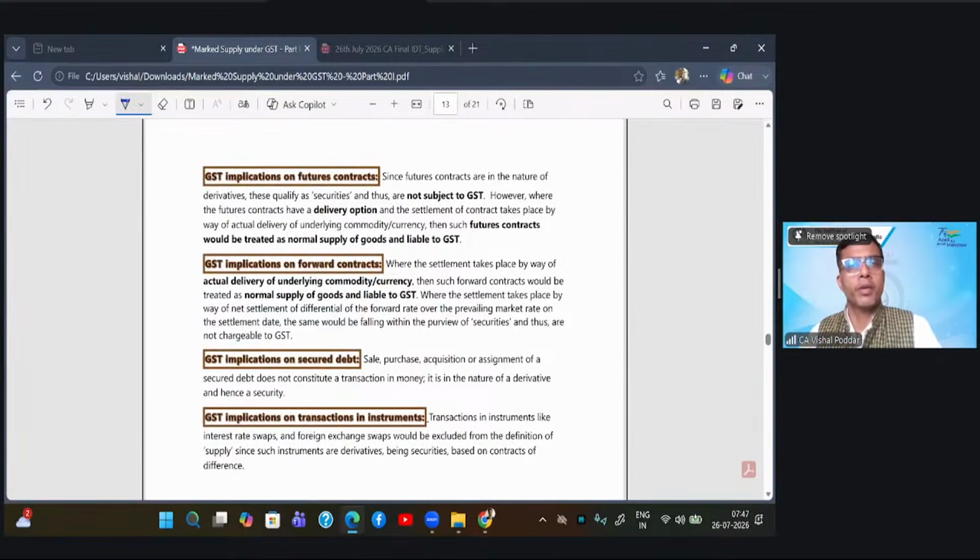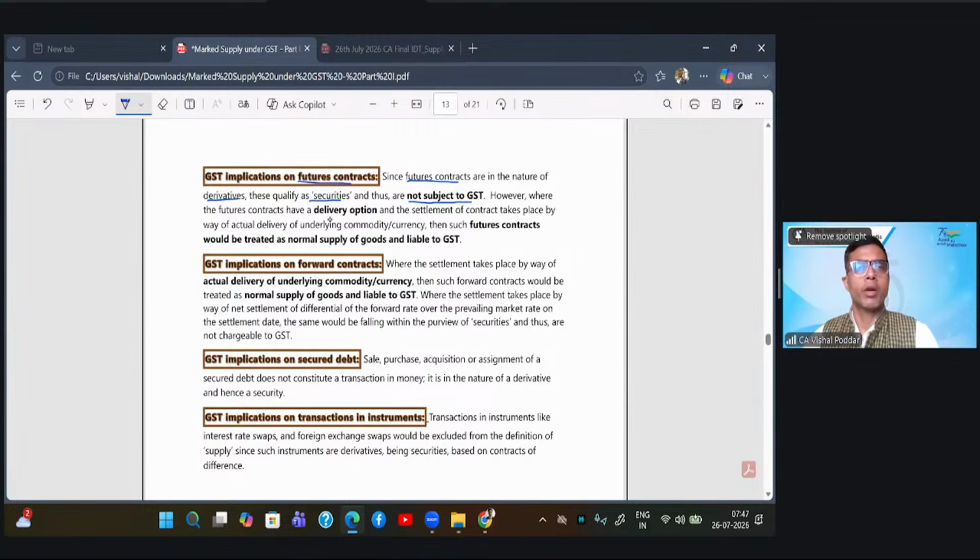Now, what are the different types of derivative contracts? So we go to it one by one. So first is future contracts. Again, future contracts are in the nature of derivatives. Hence, they are treated as securities and hence not subjected to GST.